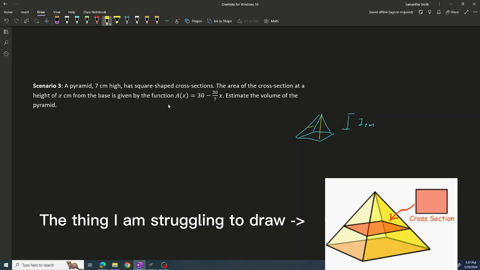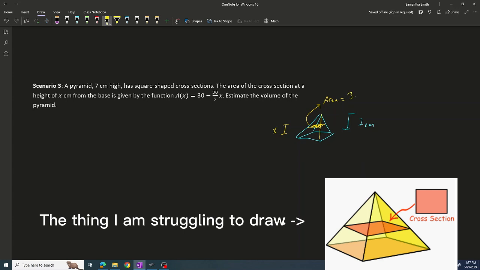This is one of those pyramids that'll give you square-shaped cross sections. So I slice into the pyramid like this, and I get a cross section that's shaped like a square. And someone says, listen, there is a function that tells you the area of this square depending on where you made the cut. If you make the cut into the pyramid x centimeters from the pyramid's base, if you go x centimeters up, and you slice sideways into the pyramid at that height, the area of the slice that you get can be calculated from the height using the following formula.